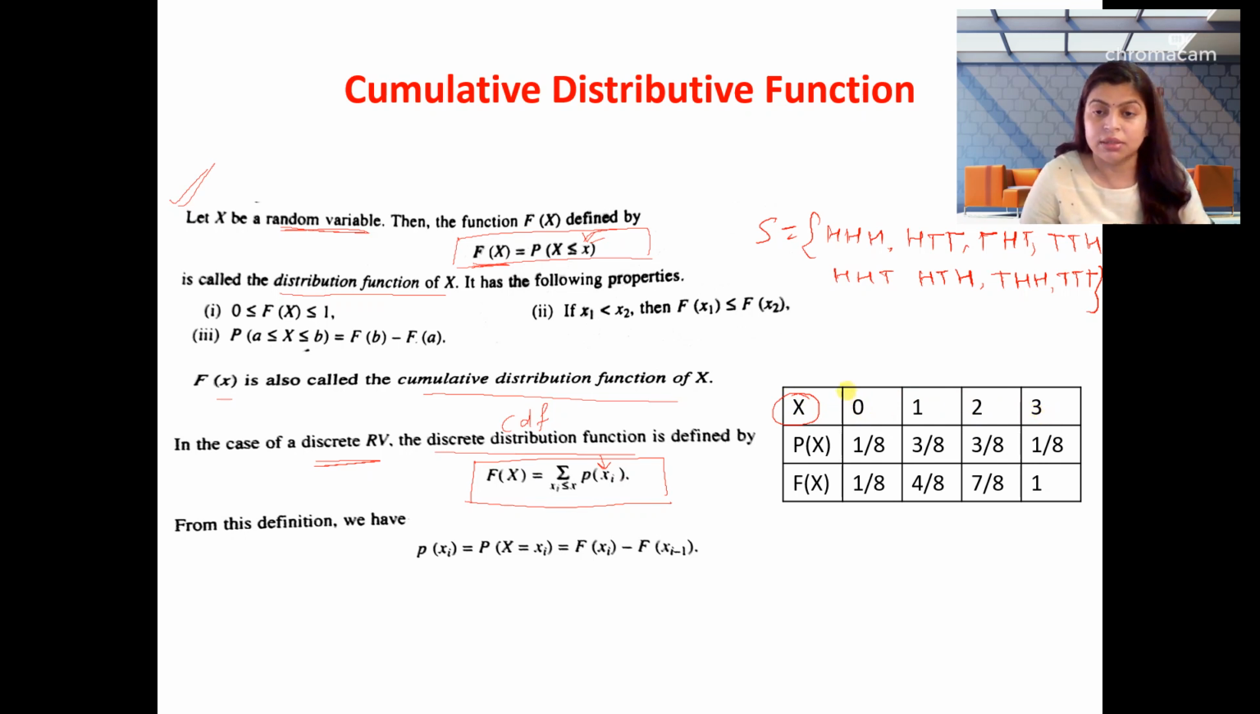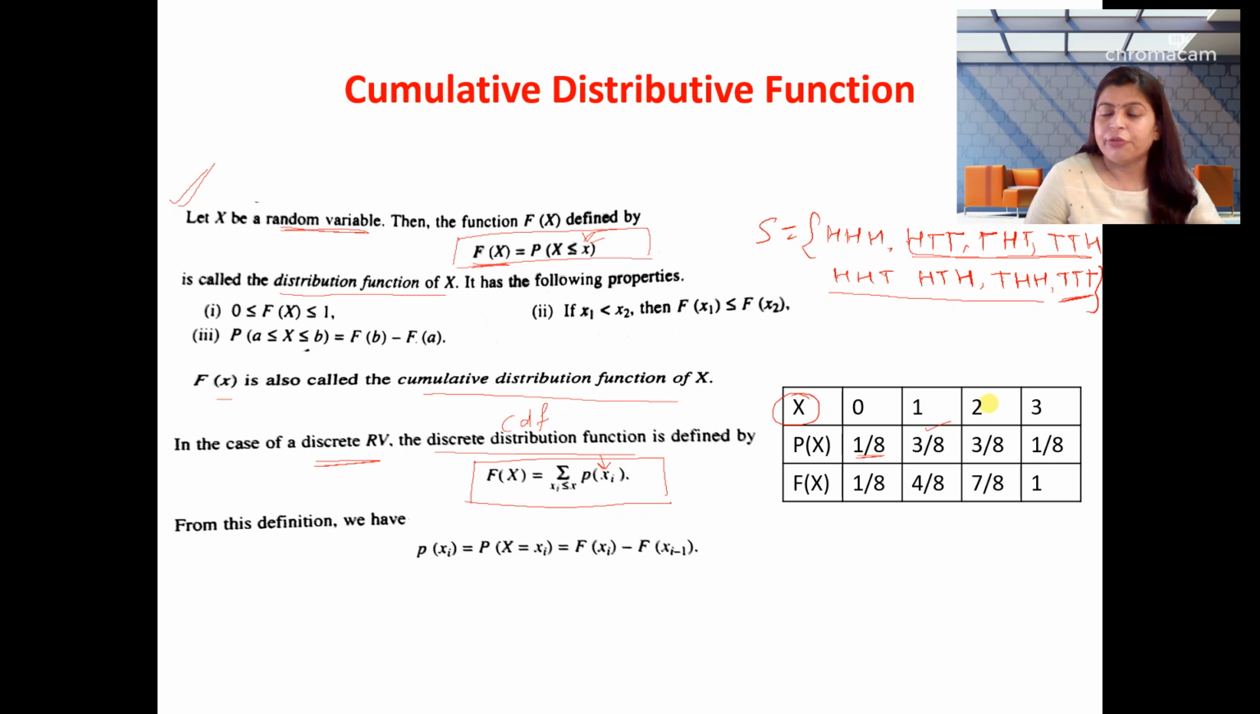It may be that we don't have any head, in which case X equals 0, and the corresponding probability would be 1 by 8, because in that case we get the event in which all 3 coins show tails. The second possibility is that we get only 1 head. There are 3 possibilities in which we have 1 head. Out of a total of 8 cases, the probability would be 3 by 8.